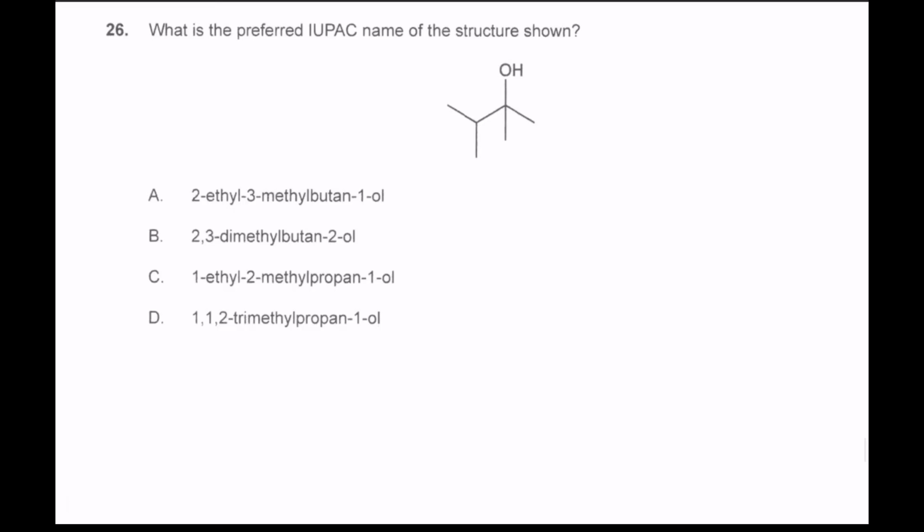Now question 26. What is the preferred IUPAC name of the following structure? So I have to number it. We can number it in 2 ways. If I number it from left to right, we have groups at 2, 3, 3. And if I number it from the right, it is 2, 2, 3.